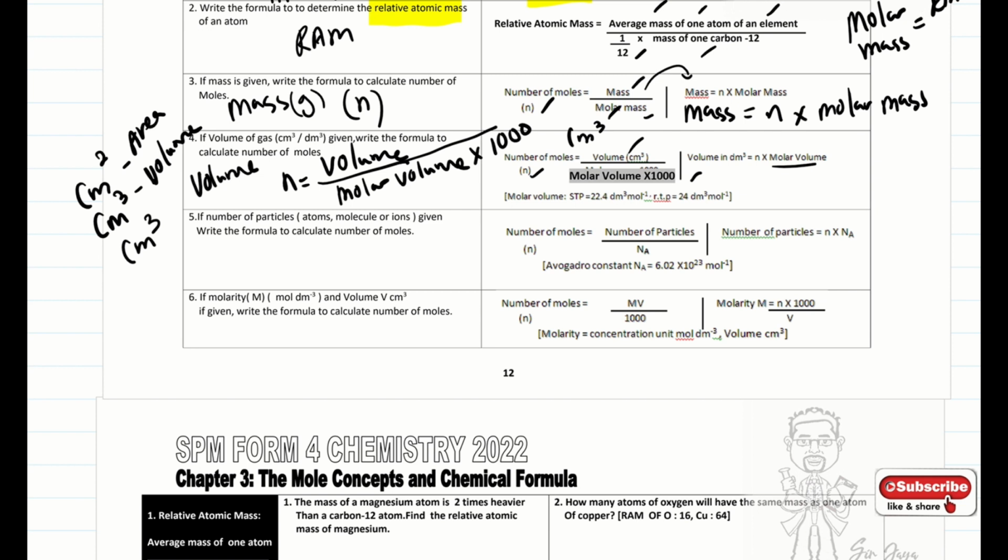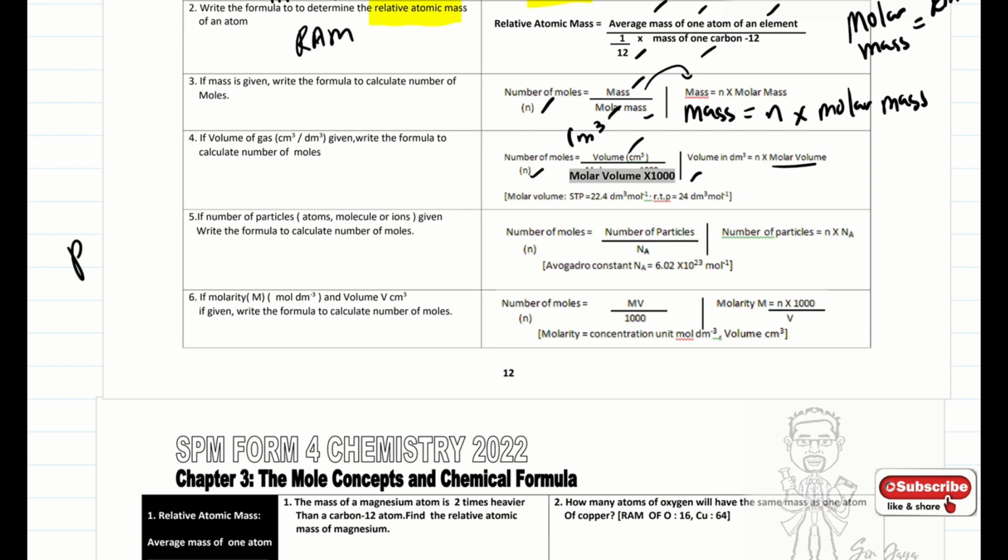All right, so next one, if the particles are given, the particles can be atoms, ions, or molecules, and the question asks how many moles. So how to find the number of moles? We take the number of particles asked in the question and divide by the Avogadro constant. The Avogadro constant is 6.02 times 10 to the power of 23 per mole.